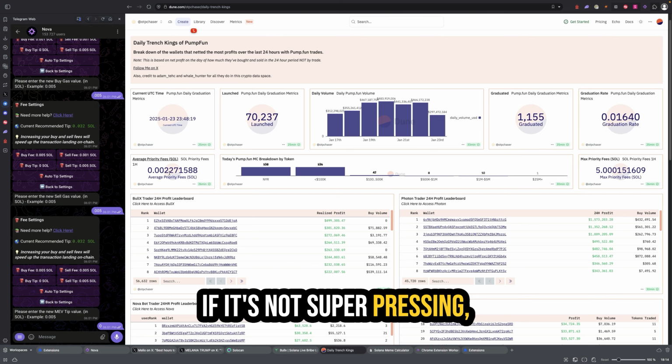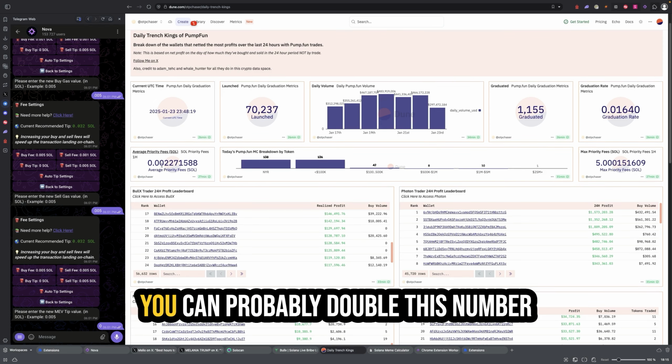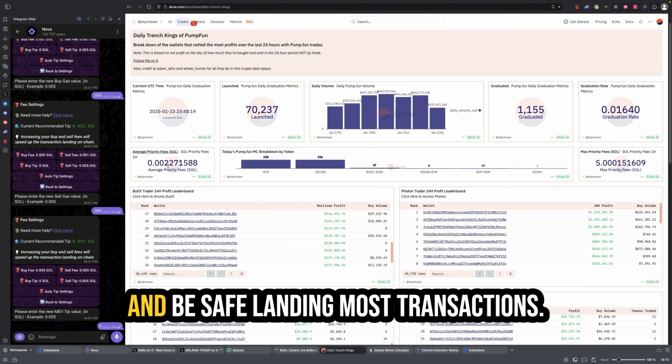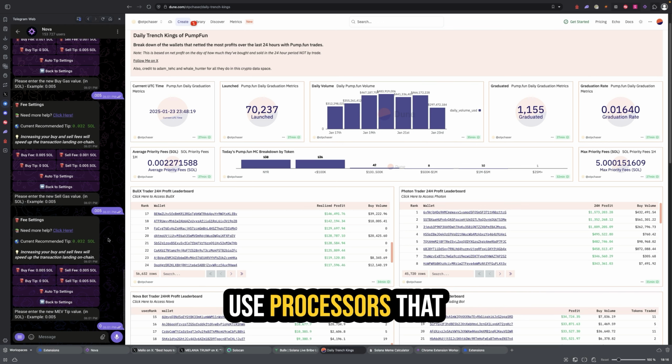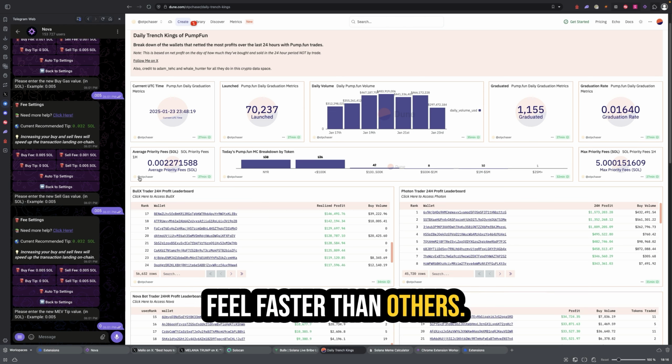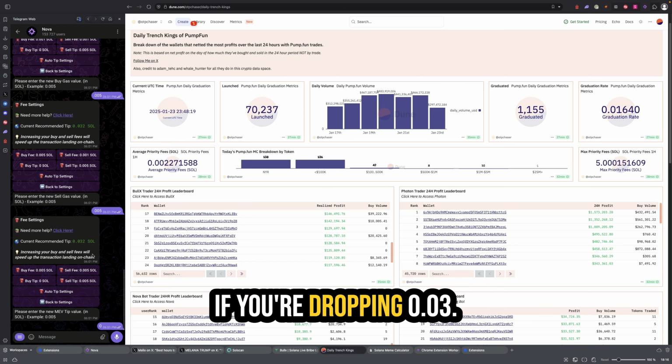If it's not super pressing, Nova is generally faster than other bots. You can probably double this number and be safe landing most transactions. So you have Nova that will use processors that fill faster than others. If you're using a good priority fee, those are the things that make a perfect combo. You might be wasting money if you're dropping 0.03 on everyday trades.